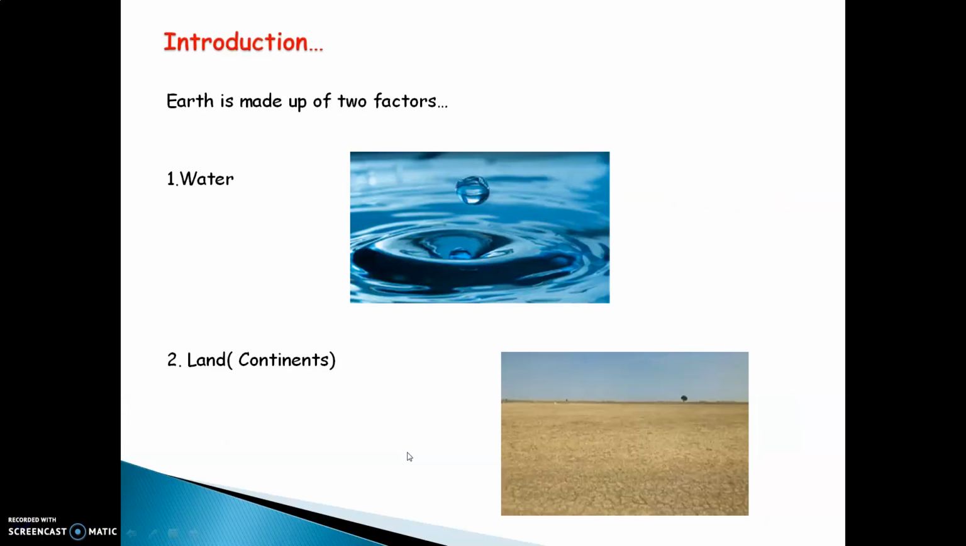In the previous year, we have learned Earth is made up of two factors. First is water and next land. Water: all the seas, oceans, rivers, areas covered with water will come under the water section. Whereas all the countries, continents, huge amounts of land are termed as continents. The earth is made up of two factors, land and water.